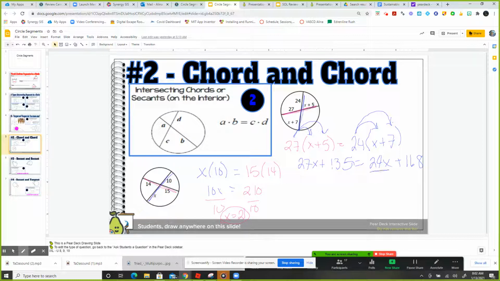I always subtract my smaller variable because I'm kind of allergic to negatives. I make mistakes when I have negatives in there. So that one crosses out, and 27 minus 24 is 3x. If I move my x's to the left, I want to move my numbers to the right. So I'm going to minus the 135 from both sides. That means they go away on the left side. And 168 minus 135. Did you get 33? Yes. And then you divide by 3 and x equals 11. Questions on example number 1 or example number 2?